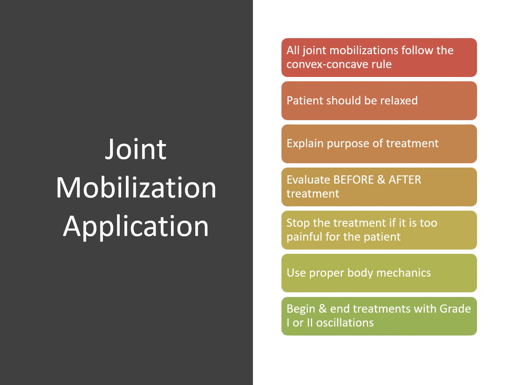Use proper body mechanics. So whenever as a therapist you're giving a technique, this is a manual therapy technique, you are not using a modality. So that is why your body mechanics should be correct. Otherwise, you will end up getting pain in your back or neck. Begin and end treatment with grade 1 and grade 2 oscillations. So whenever you start with joint mobilization, start with grade 1, grade 2 so that you reduce any type of pain which is there in the joint.